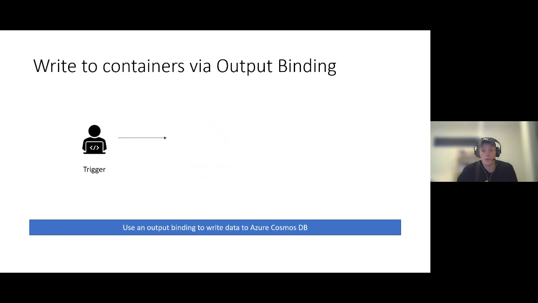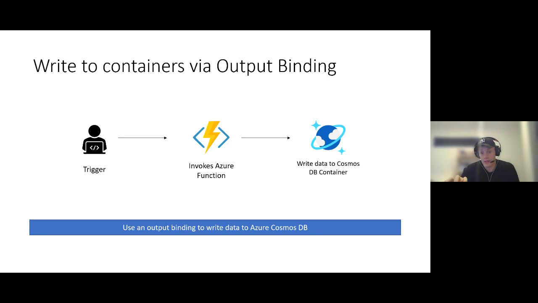And we can also write to our Cosmos DB containers via output bindings. Taking our serverless API as an example, we might have an HTTP trigger making a post request in an API, or we might want to read events off an event hub that we want to consume and then persist to Azure Cosmos DB. So we can easily set up an Azure function with a Cosmos DB output binding to write data to our containers.